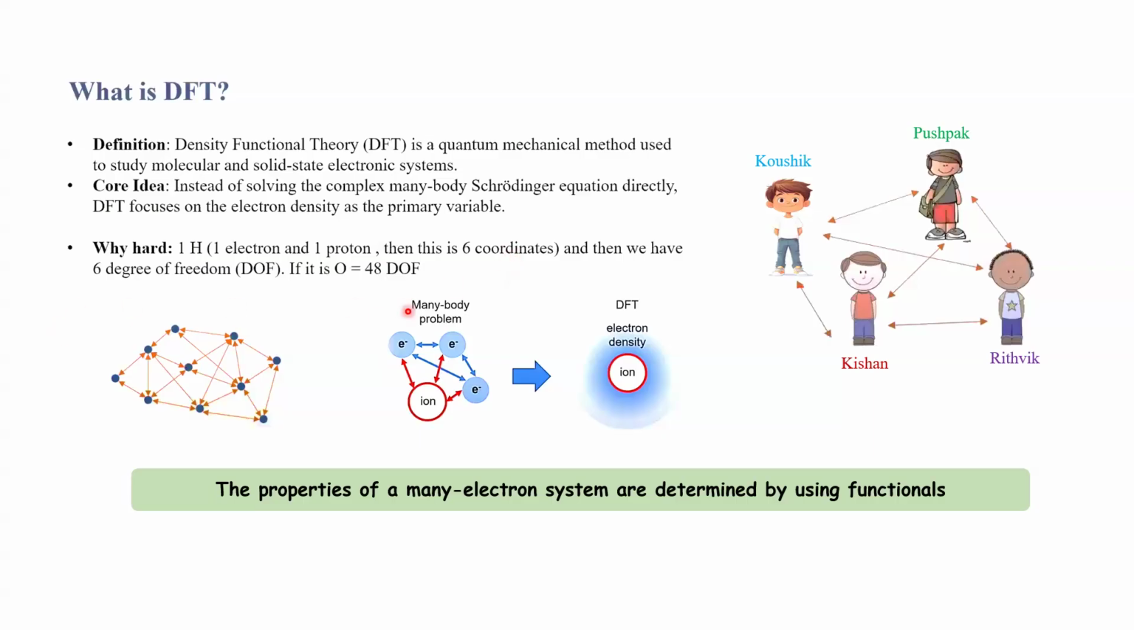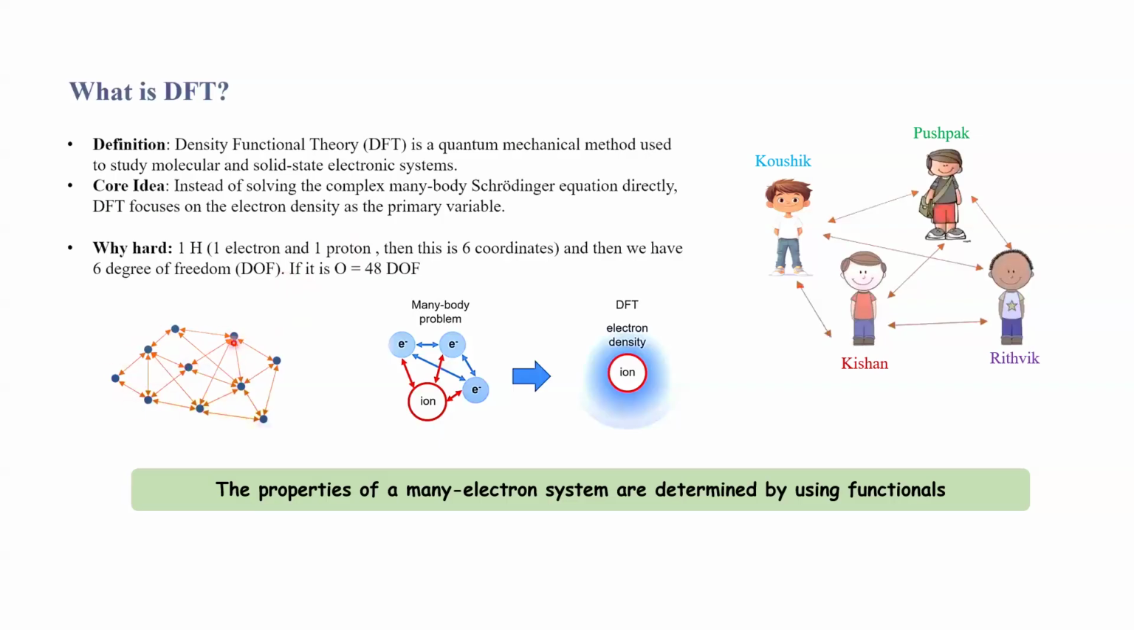But let's consider one more example, oxygen. How many electrons are there? 16, right? 8 plus 8, 16 electrons in total. If you take 16 times 3 coordinates, that is 48. So the degrees of freedom is equal to 48 along x, y, z. Then it is very difficult to solve the Schrödinger equation.